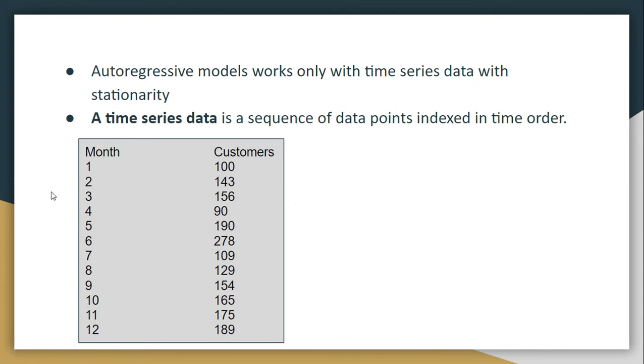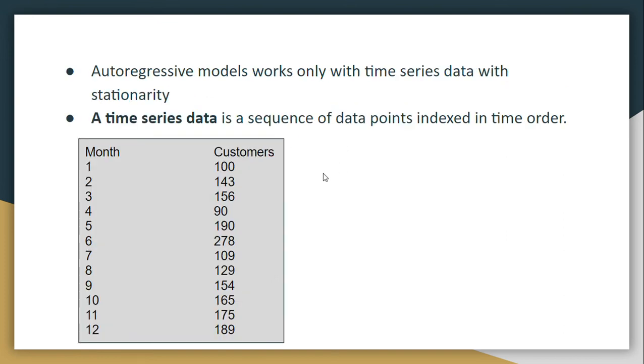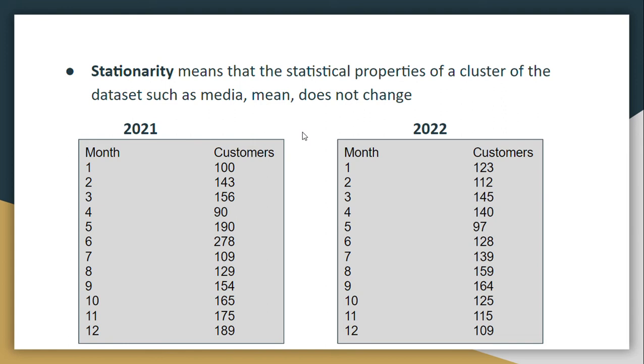This month here is a time variable. It can be years, it can be decades, it can be hours, it can be days, it can be seconds. But the important part here is that we are able to have this time variable. It forms a time series data. So it is this particular time series data that we'll be able to use as past data to train our autoregressive model.